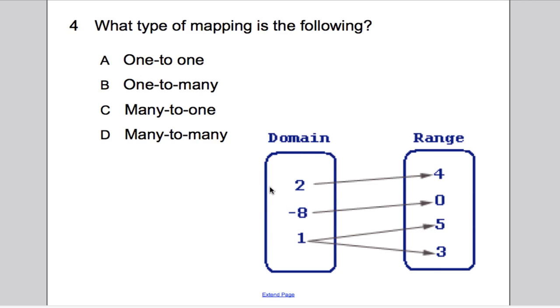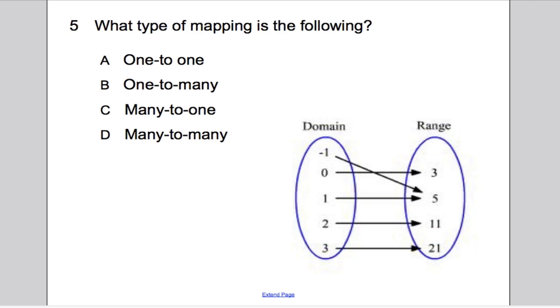Question 4, that uniquely to that uniquely to that. This one goes to 2 different outputs. So you're putting a number in and you can get many outputs. 1 to many was the answer for this one. Next one, what's going on here? Well, 0 is going to 3, 2 is going to 11, and 3 is going to 21. However, -1 and 1 are both going to 5. So many x's or many inputs are going to one particular output.